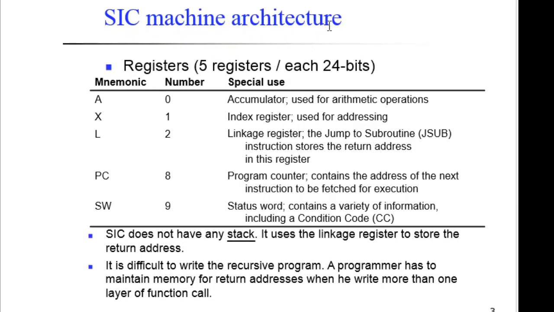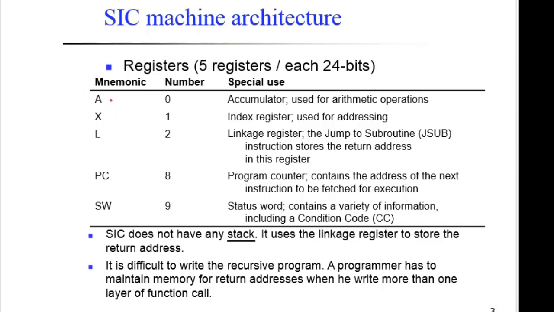The second dimension that we need to understand is registers. In SIC, there are 5 registers available. The 5 registers have different names as well as numbers. We need to remember both the names and numbers. This is very much required for our further course. Okay, so what are the names?